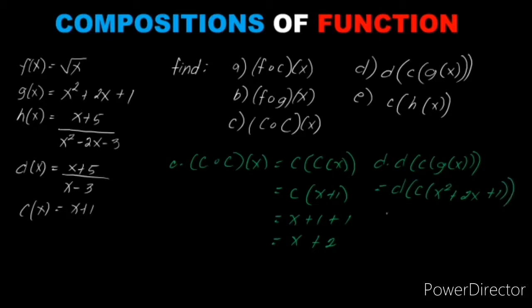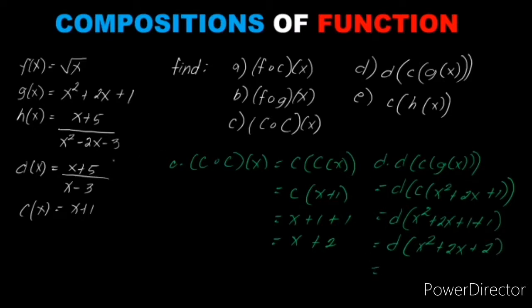Then afterwards, isa-substitute natin si x squared plus 2x plus 1 sa x value ni C. Ang value ni C ay x plus 1, so it will become D of x squared plus 2x plus 1, tapos yung plus 1 pa niya, so we have another plus 1. Simplify muna natin, so we have D of x squared plus 2x, and 1 plus 1 is positive 2. Then afterwards, isubstitute natin siya kay letter D.